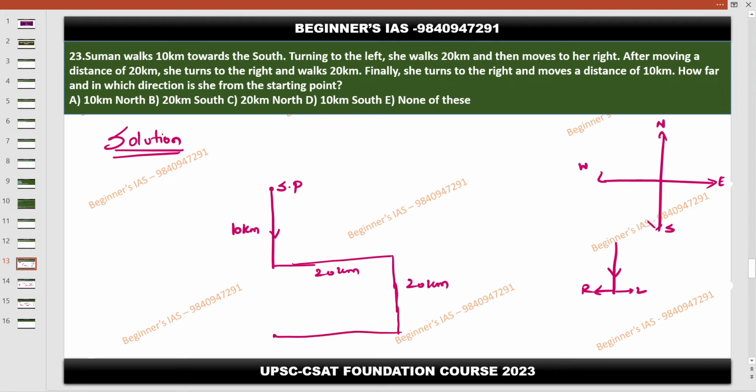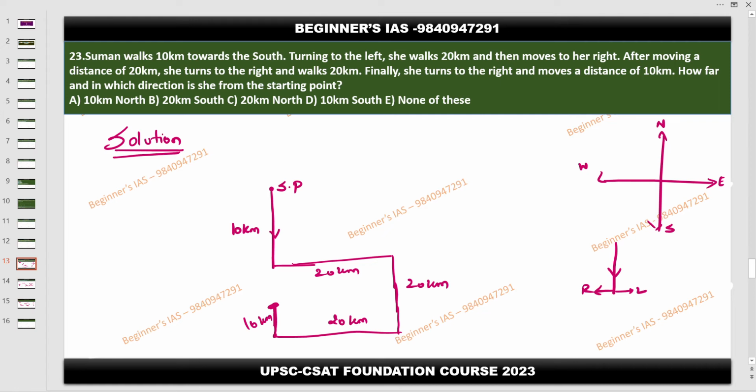Again, she is reaching here in this position. Finally, she turns right and moves another 10 kilometer. 10 kilometer means this spot, right? So she is reaching here now. Understood, everyone? Yes, sir. She is stopping here. How far and in which direction is she from the starting point?